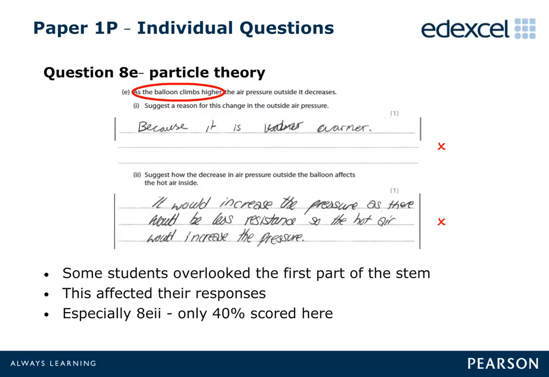Overlooking the stem led to some unfocused responses to 8e, particularly for 8e part 2. These responses were not related to the context of increasing height in the atmosphere. 2 examples, from different students, are shown here.